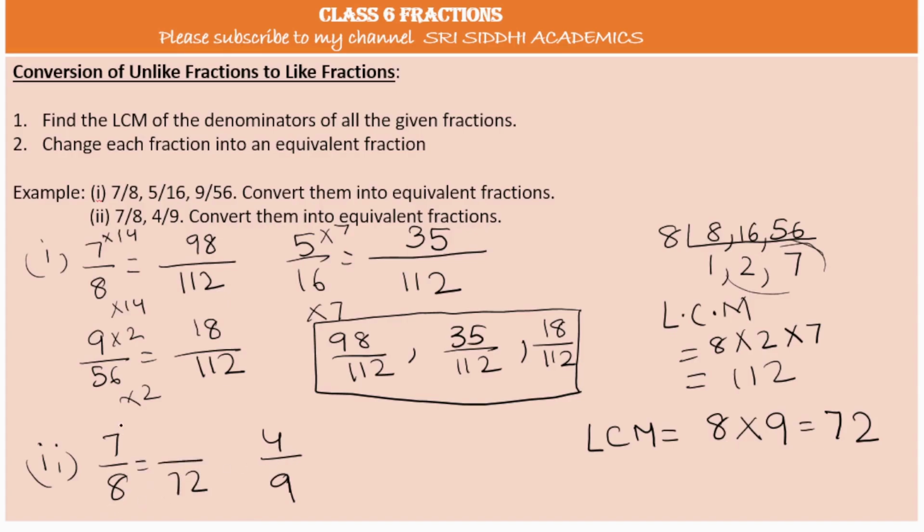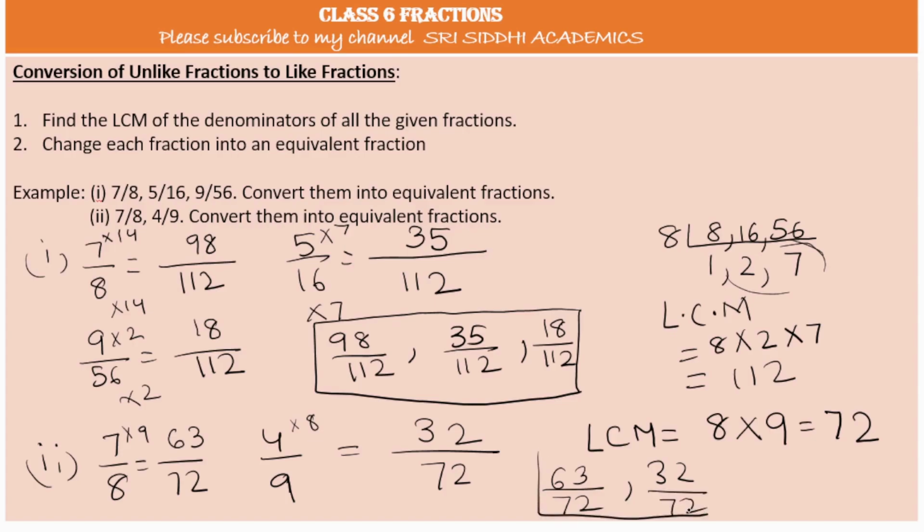8 9s are 72. So in the numerator also I will multiply 9. It will become 7 9s are 63. 72 here, 9 8s are 72. So here I will multiply 8. It will become 32. So the pair which are like fractions now is 63 by 72 and 32 by 72. I hope we are clear how to convert unlike fractions to like fractions.